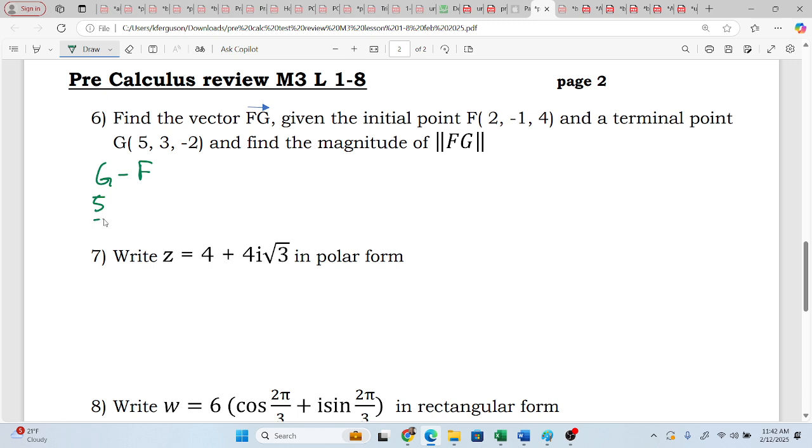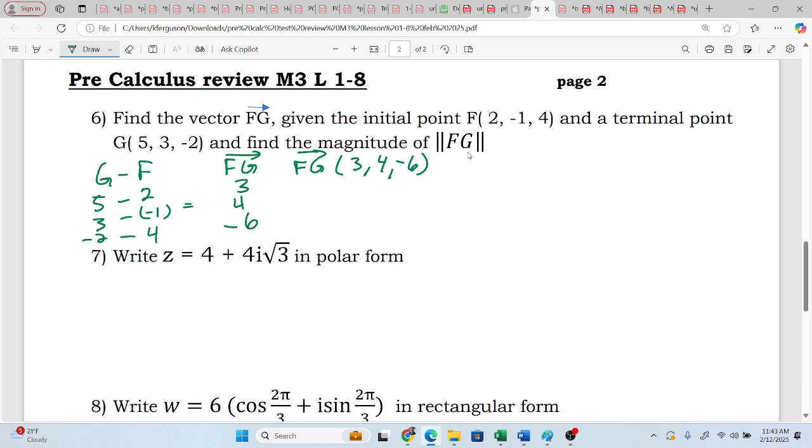So I got 5, 3, and negative 2 minus, let's see, what is that? 2, negative 1. Yep, so my vector for FG is going to be 3. 3 minus a negative 1, that's a positive 4. And then negative 2 minus 4 is negative 6. So that's going to be my vector for FG. 3, 4, negative 6. And now I need to find the magnitude.